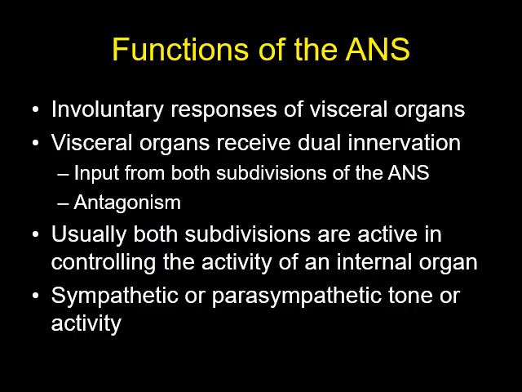The autonomic nervous system controls the involuntary or unconscious responses of the visceral organs. The visceral organs receive dual innervation, meaning that they have input from both the sympathetic and parasympathetic branches of the autonomic nervous system. This leads to functional antagonism, kind of like a brake and a gas pedal in a car. Usually, both subdivisions are active in controlling the activity of an internal organ, but depending on what is going on, either sympathetic or parasympathetic tone will control.